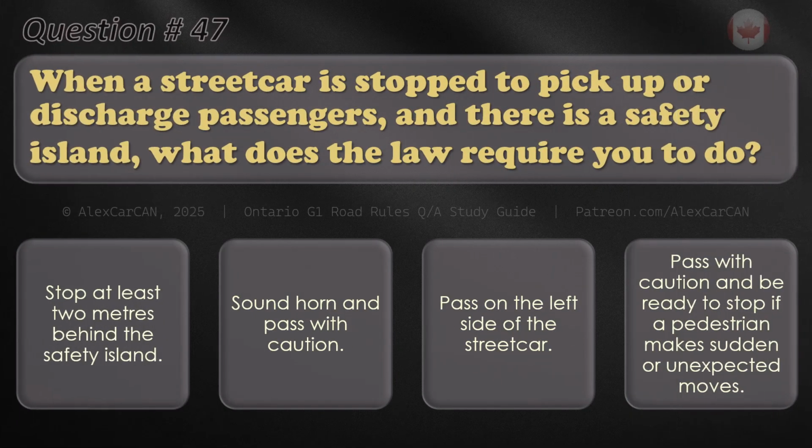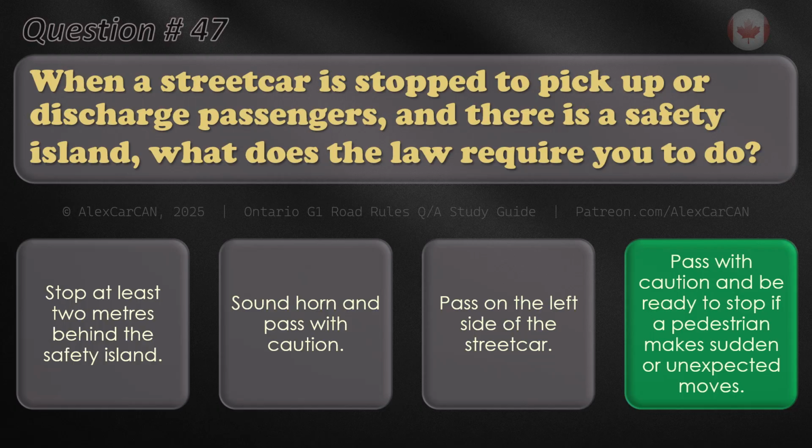Question number 47. When a streetcar is stopped to pick up or discharge passengers, and there is a safety island, what does the law require you to do? Stop at least 2 meters behind the safety island. Sound horn and pass with caution. Pass on the left side of the streetcar. Pass with caution and be ready to stop if a pedestrian makes sudden or unexpected moves. The correct answer is pass with caution and be ready to stop if a pedestrian makes sudden or unexpected moves.